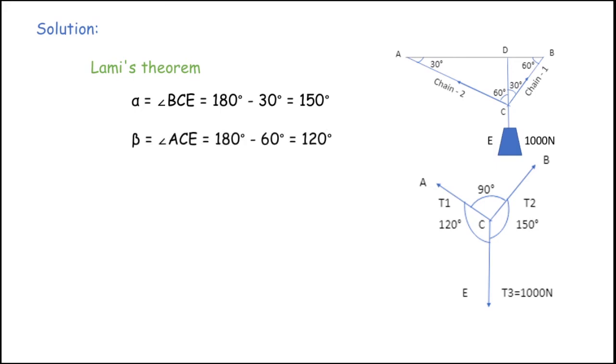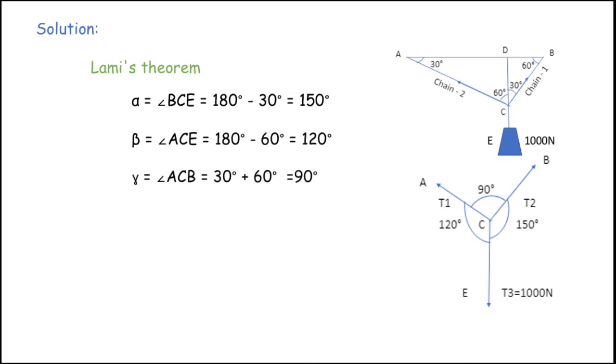Next, beta. So beta is ACE. We have to take the DCE. DCE is 180 degrees. The angle between them is 60 degrees. So I subtract 60 degrees from 180 degrees, we get 120 degrees. So it is beta.